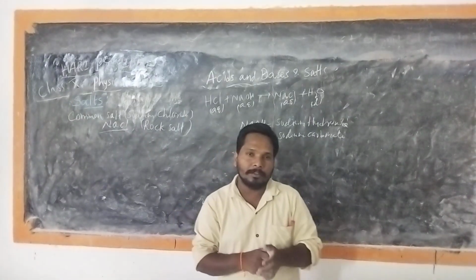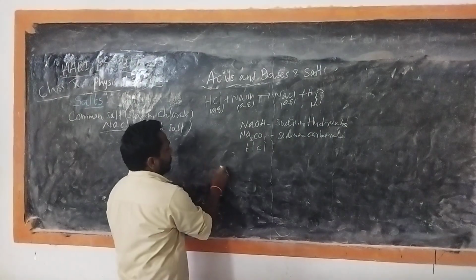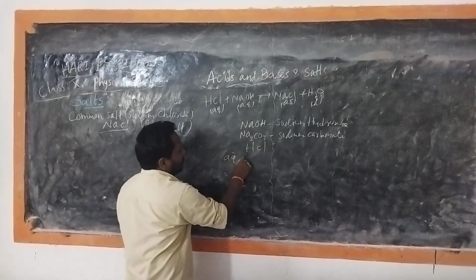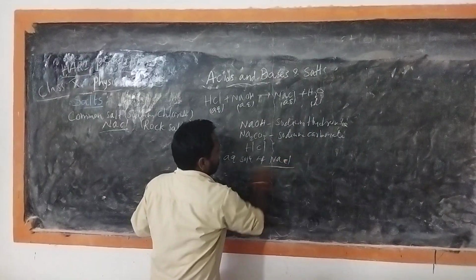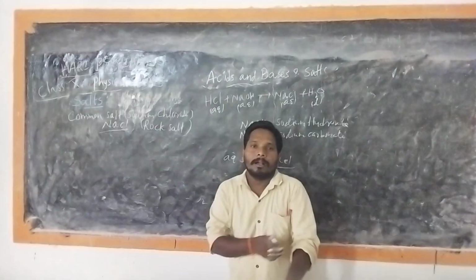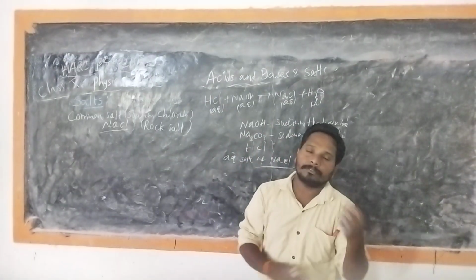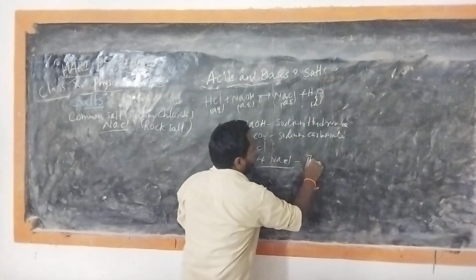Brine solution. Do you remember brine solution? Brine solution is nothing but an aqueous solution of sodium chloride. A saline bottle consists of sodium chloride solution. So sodium chloride solution is called brine solution.